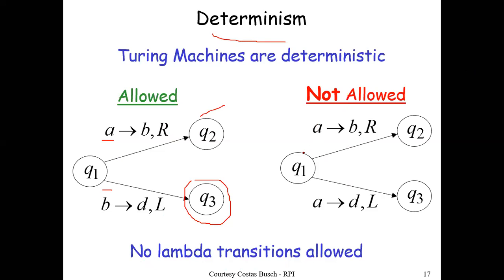Non-determinism is not allowed. It means you are on Q1 and the input symbol is A and the output symbol can be B, you are on Q2, and the output symbol can be D, you are on Q3. It is not allowed. It means it should go either to Q2 or to Q3, but not both, because determinism means that one transition at a time is allowed. You don't have any choice.